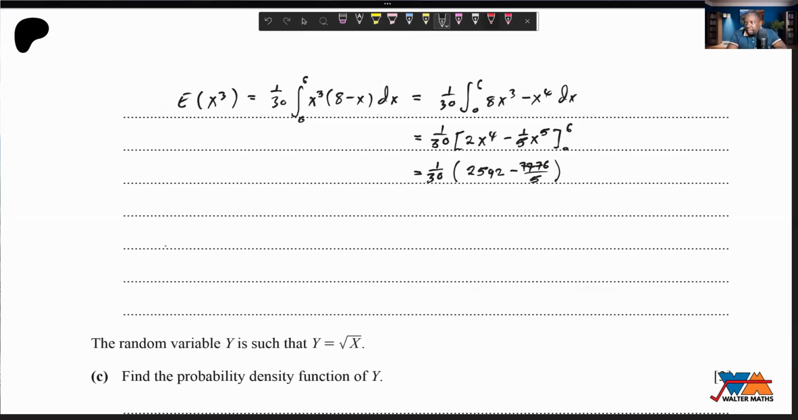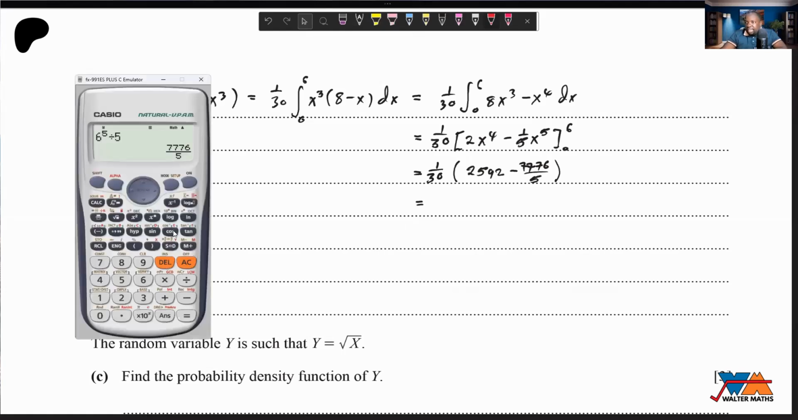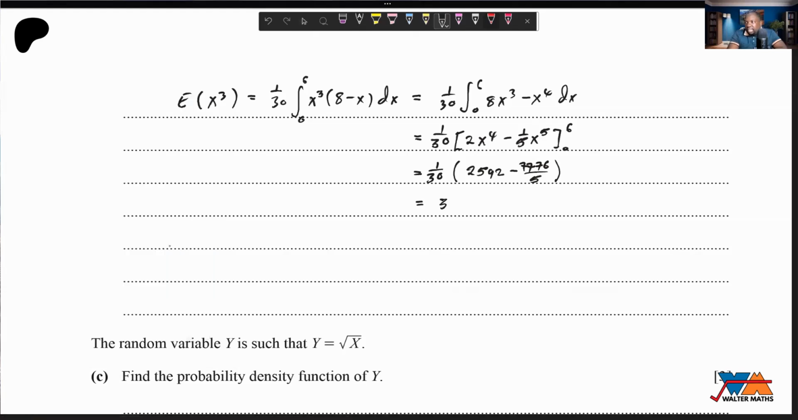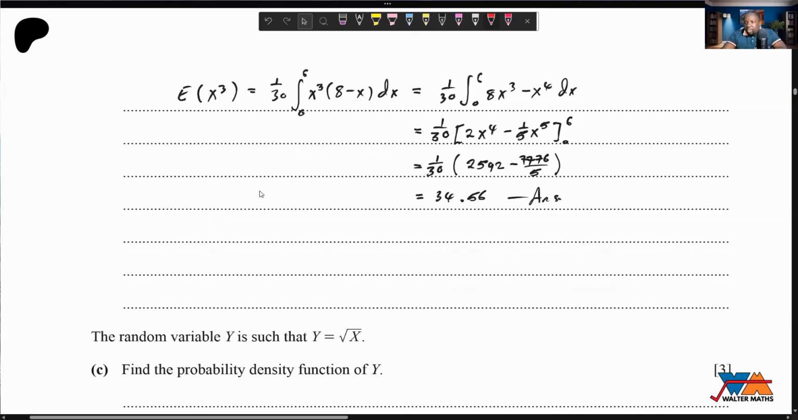Let's just simplify this, because when we substitute 0, we just get 0. And we're getting as a decimal 34.56. So this here is the answer. That's what we get. Let's go on to part C.